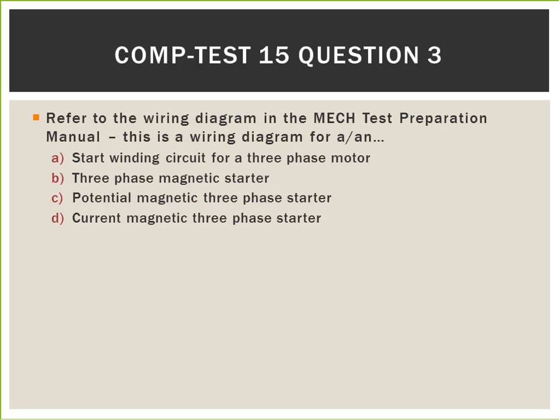Comp Test 15, question number 3. Refer to the wiring diagram in the MECH test preparation manual for this question. This is a wiring diagram for A, start winding circuit for a 3-phase motor, B, 3-phase magnetic starter, C, potential magnetic 3-phase starter, D, current magnetic 3-phase starter.